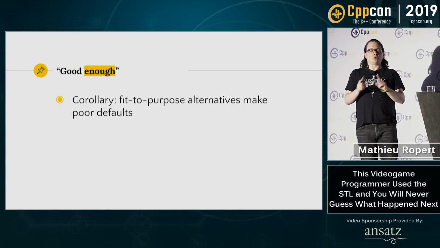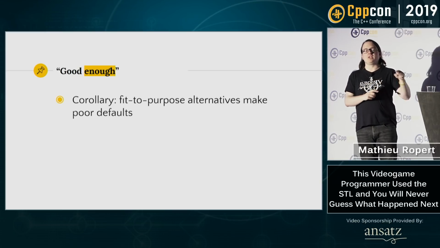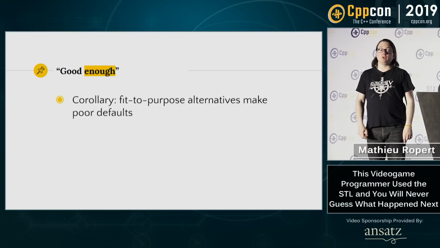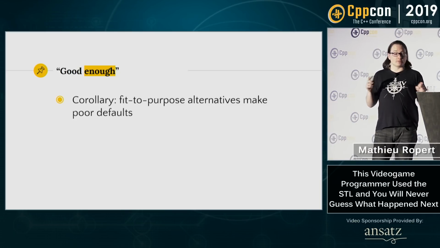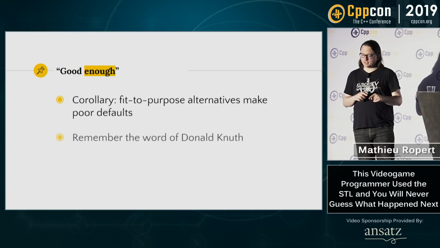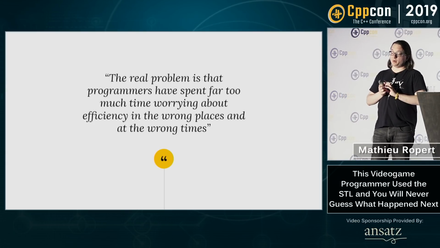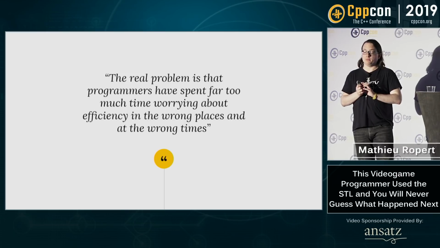But remember the corollary. If you make a fit-to-purpose alternative for one specific case you once encountered, it doesn't mean it's going to be great for every other case that never had the problem in the first place. And as Donald Knuth once said, the real problem with programmers is that we spend far too much time worrying about efficiency at the wrong places and at the wrong times.